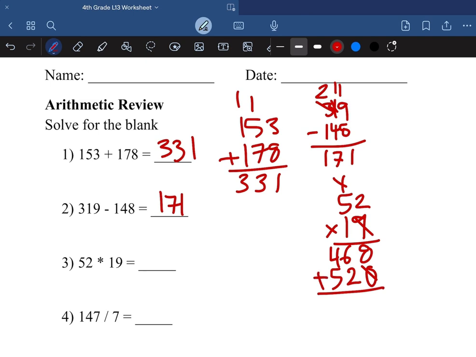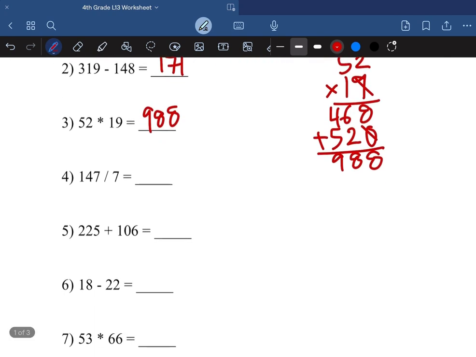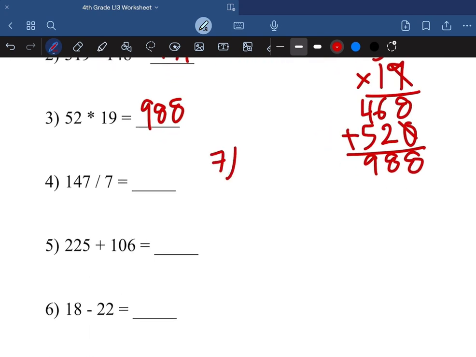8 plus 0 is 8. 6 plus 2 is 8. 5 plus 4 is 9. So the answer for number 3 is 988. Number 4, we have 147 divided by 7.